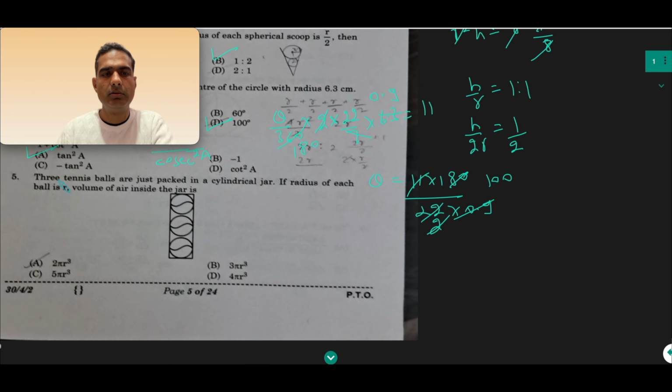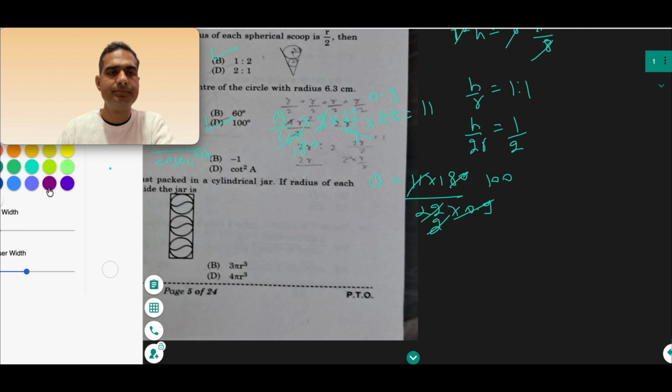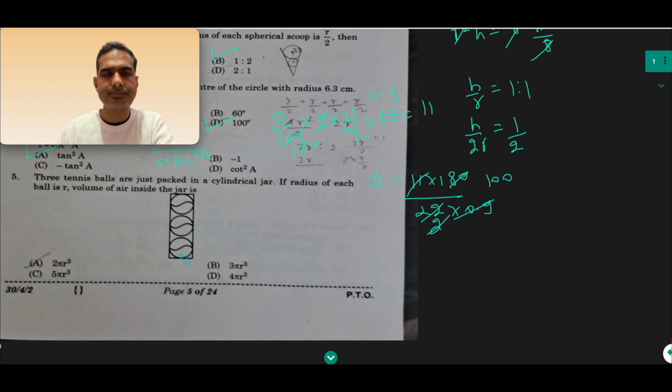Now moving to question number 5. 3 tennis balls are just packed in a cylindrical jar. If radius of each ball is r, then volume of air inside the jar is. So air will be only in the space which has not been occupied by the balls. So to get the space which has not been occupied by the balls, let me choose a different color. How can we find that? We can subtract the volume of the balls from the volume of the cylinder.